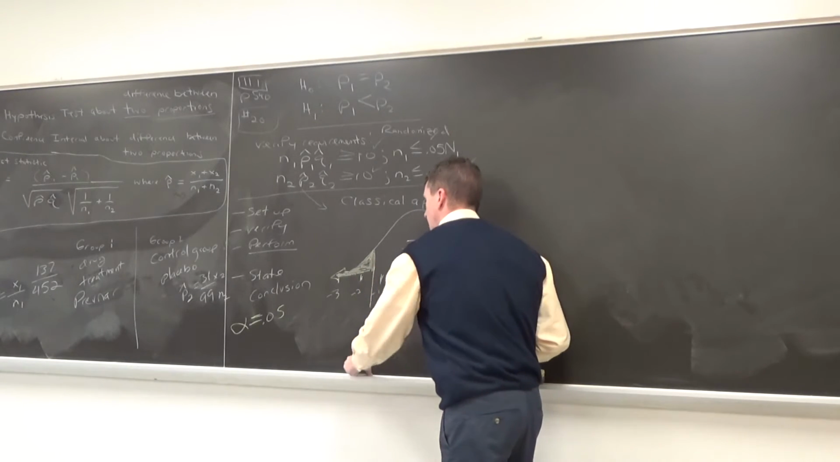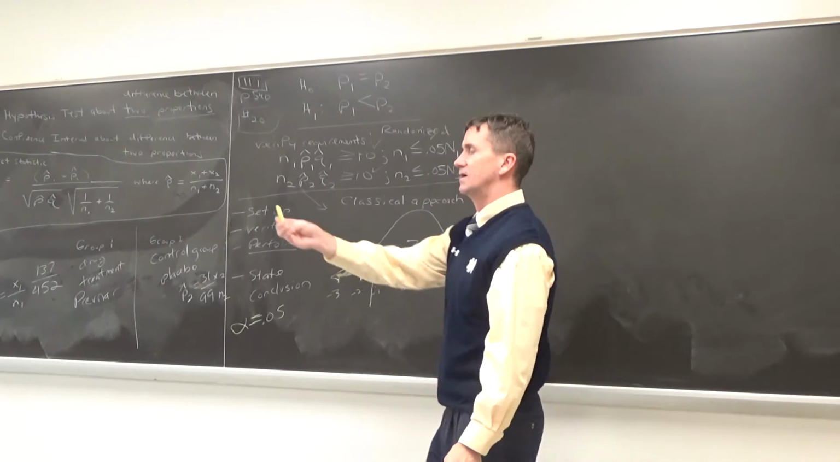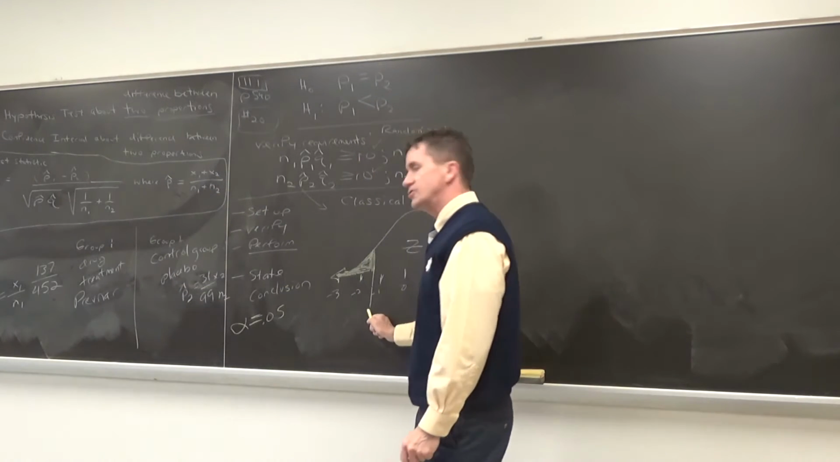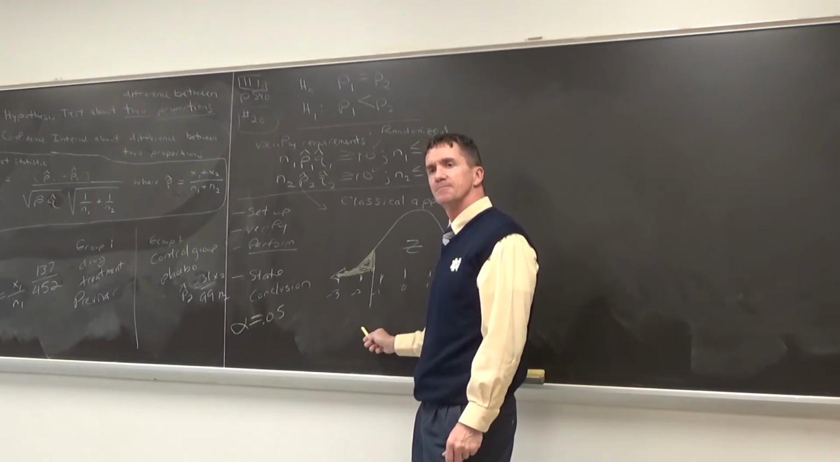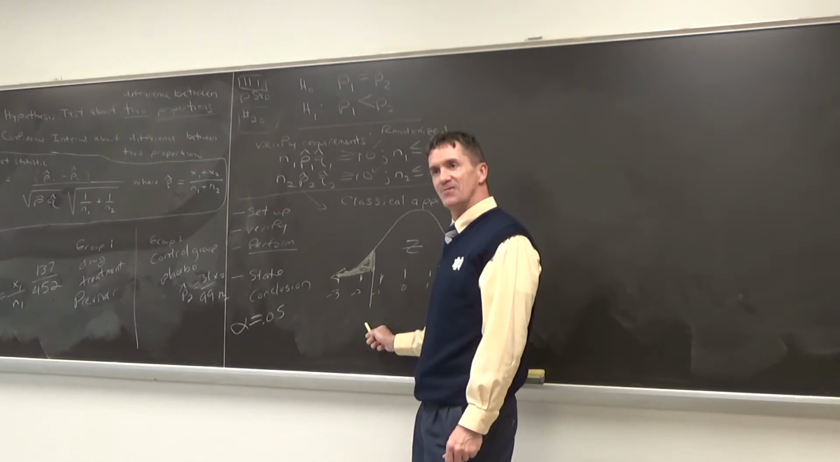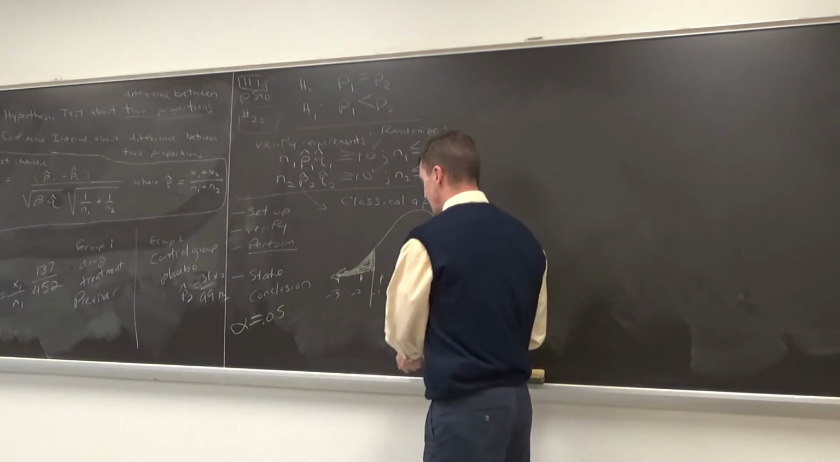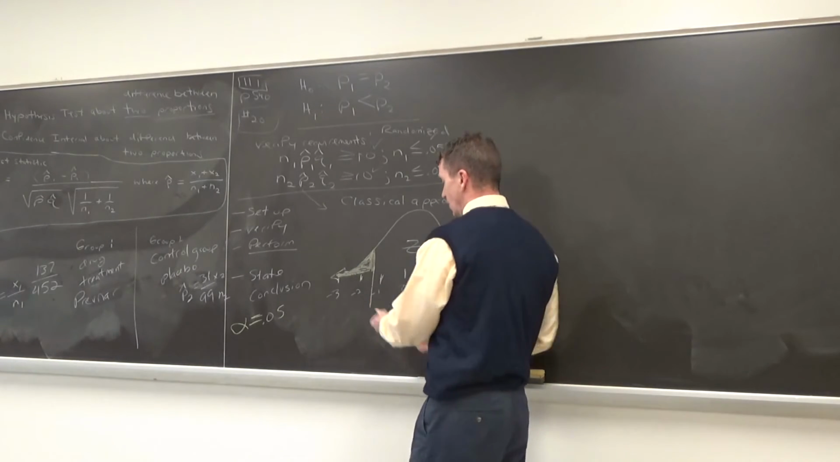Yellow chalk, so I'm going to drop my white chalk. Yellow chalk, just like before. Nothing's different. I'm going to find my Z crit. This is Z's, so I got to find my critical Z score. I know it's going to be negative.